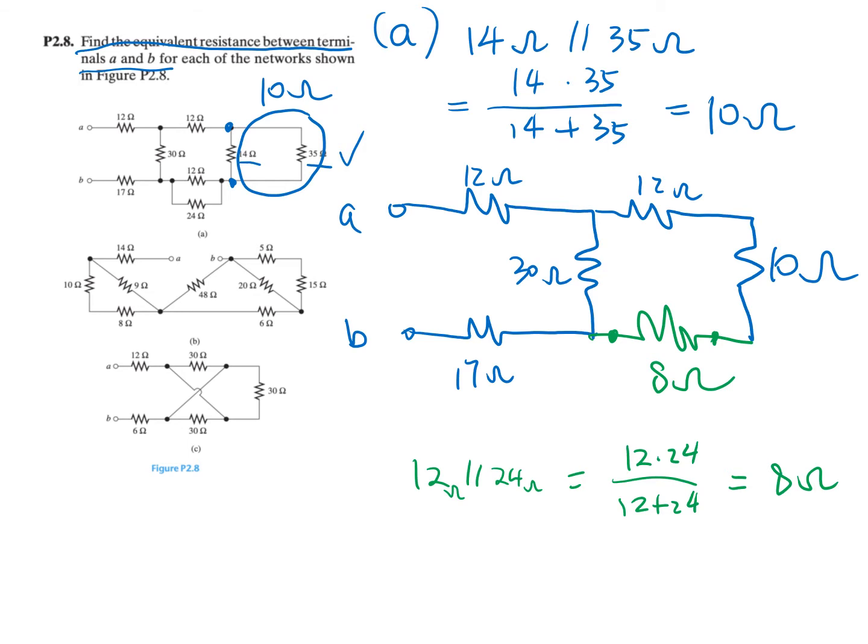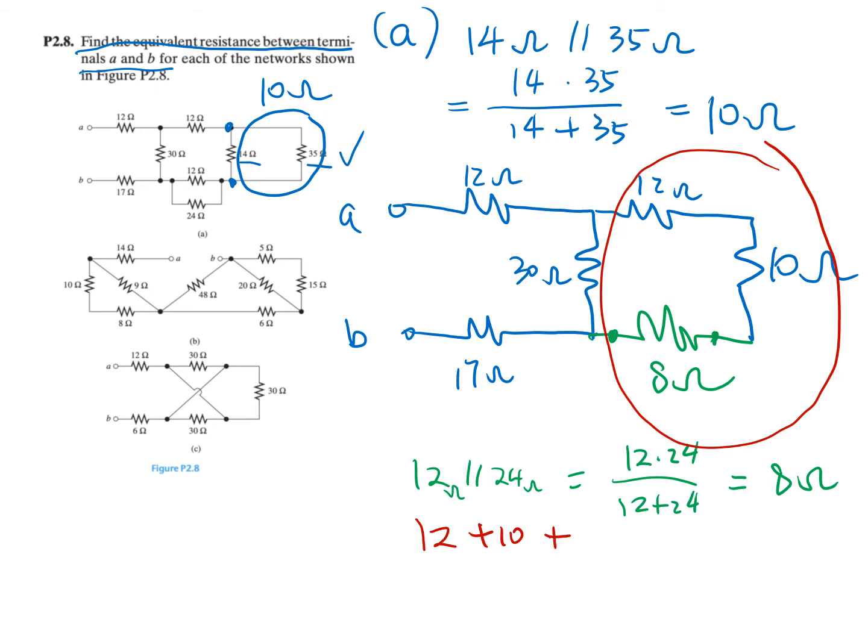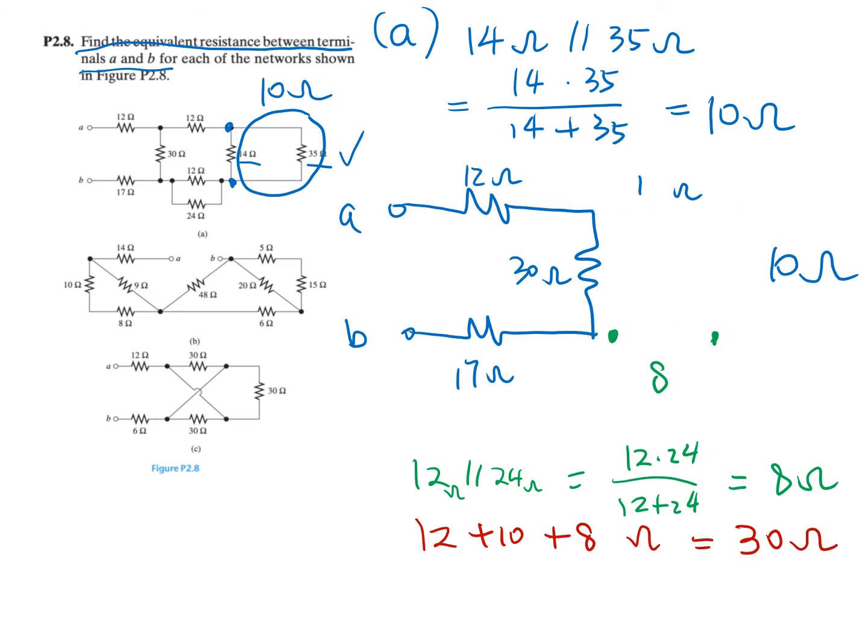Then you will be able to see these three are connected in series. So that's 12 plus 10 plus 8 ohm. We have this as 20, this is 10, so that's going to be 30 ohm. So you can simplify this part as a single 30 ohm resistor, like this.